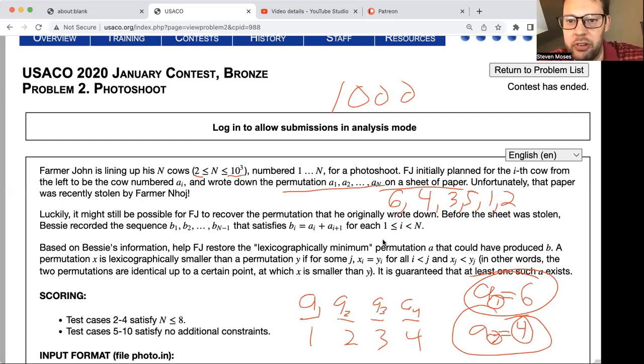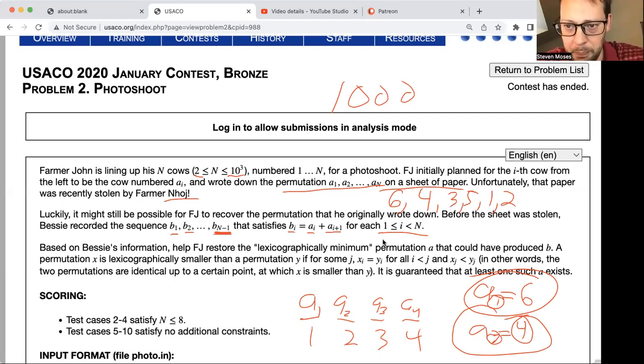Unfortunately, that paper was recently stolen by Farmer Nhoj. Luckily, it might still be possible for Farmer John to recover the permutation that he originally wrote down. Before the sheet was stolen, Bessie recorded the sequence B1, B2 up through B to the N minus 1 that satisfies Bi equals Ai plus Ai+1 for each i from 1 up to N minus 1. Let's pick that apart. That's a lot of symbols.